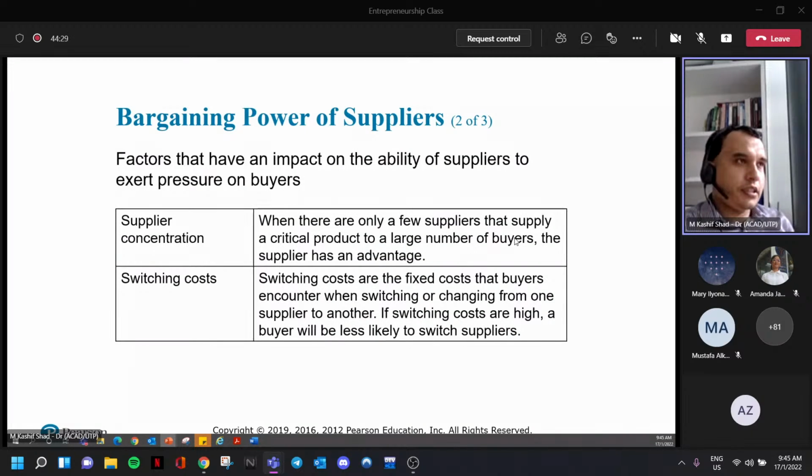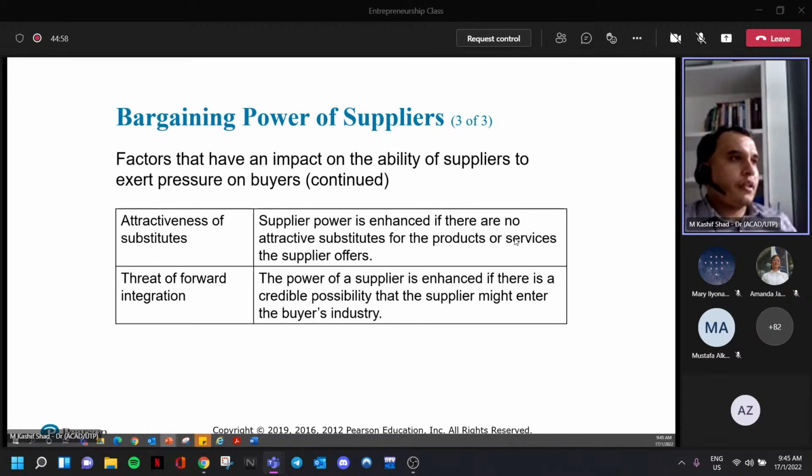Then switching costs are the fixed costs that buyers encounter when switching or changing from one supplier to another. If you don't like one supplier and you want to go to another, that will give you some cost. If this cost is high, the buyer will be less likely to switch suppliers. Then you will not go to another supplier, you have to stick to that supplier.